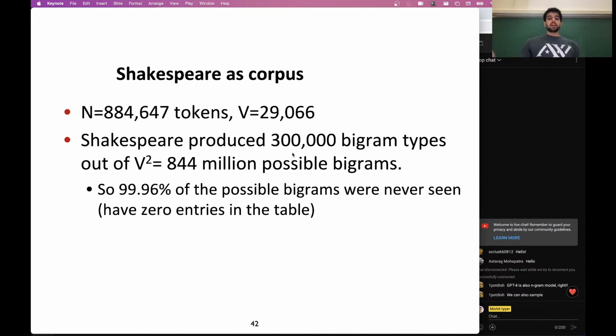Shakespeare produced 300,000 unique bigrams, so bigram types, but his vocabulary was 30,000. So there are 844 million possible bigrams that he could have produced if you look at that bigram table. Obviously, a majority of these are not going to be grammatical or meaningful, but still, 99.96% of this bigram table is just zeros. They were never observed in the training. So that gives you a sense of some of the issues with sparsity that you have to consider even with a bigram model.